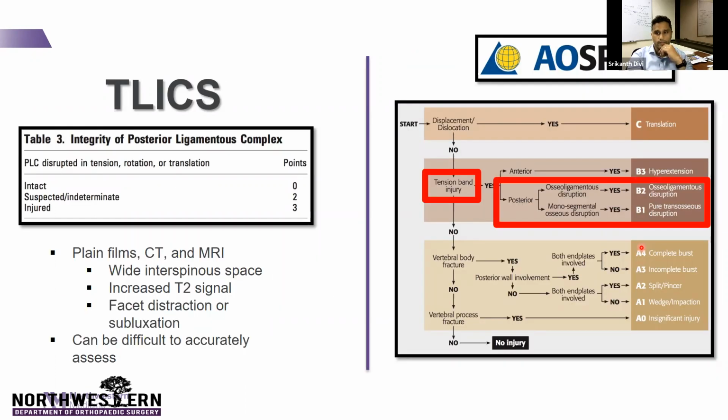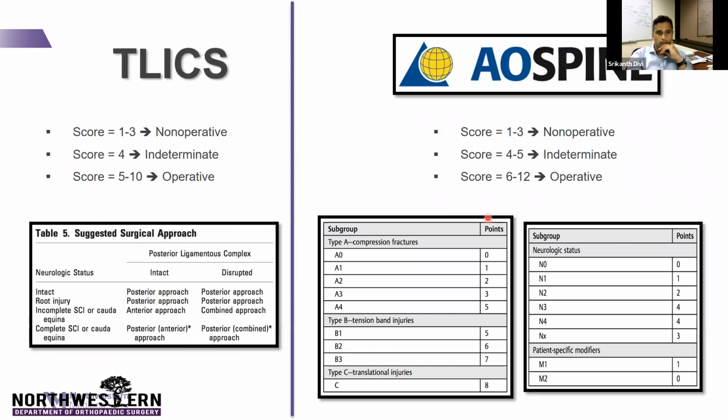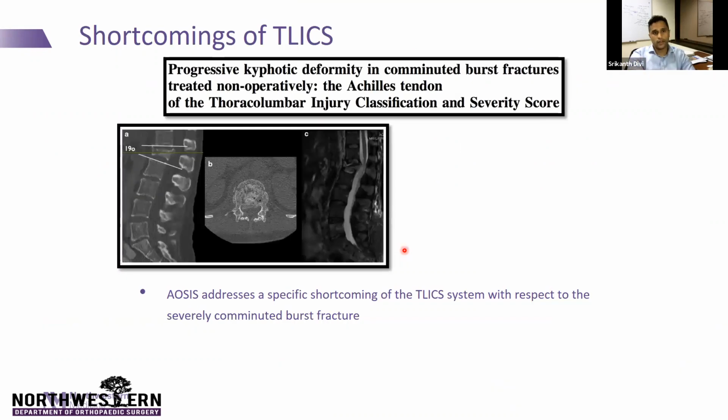Because if you have a pure transosseous disruption, theoretically, it could be more stable. So that's kind of the thought process behind both the different scoring systems. And there's a little bit more definitive thought process with the AO Spine classification.